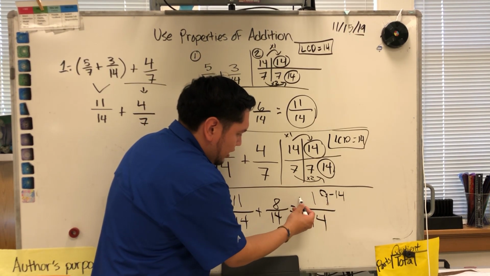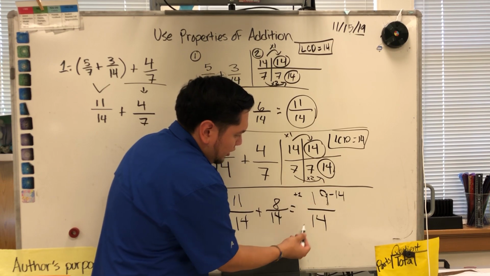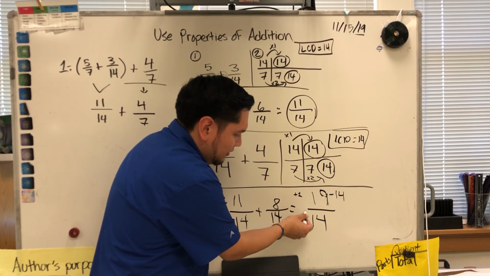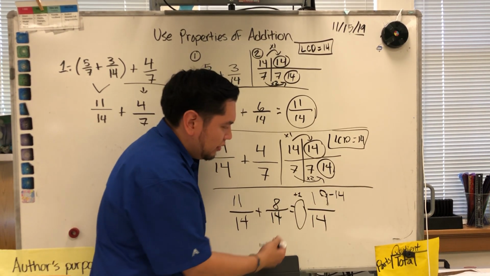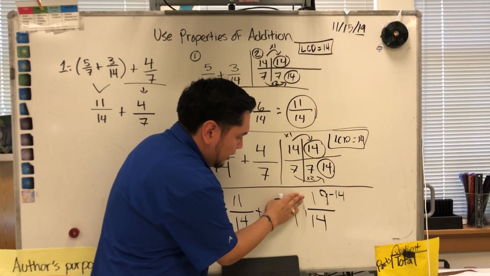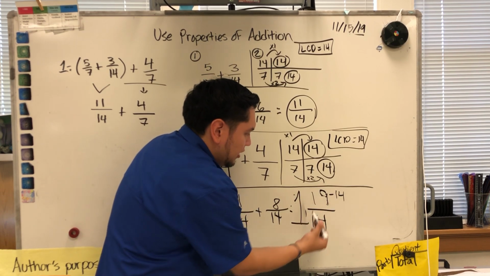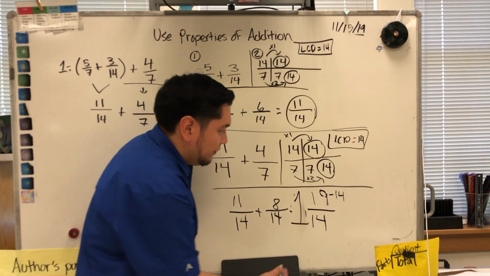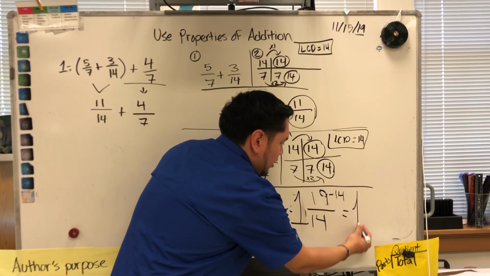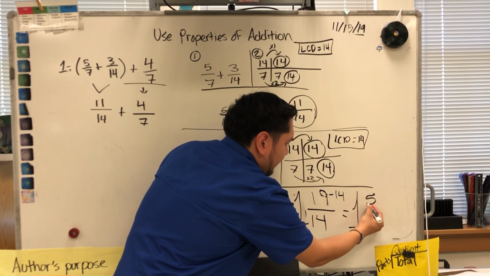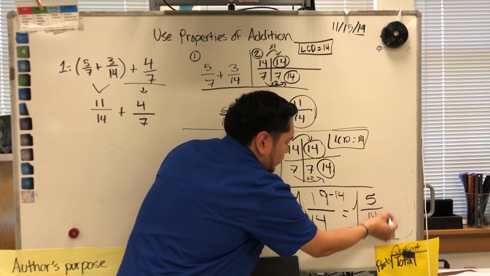And when you do that, you're gonna add plus 1. Essentially here you have a 0, right? But we don't show it. So 1 plus 0, that'll become 1, right? 19 minus 14 equals 5. So my new answer is 1 whole with 5 out of 14.